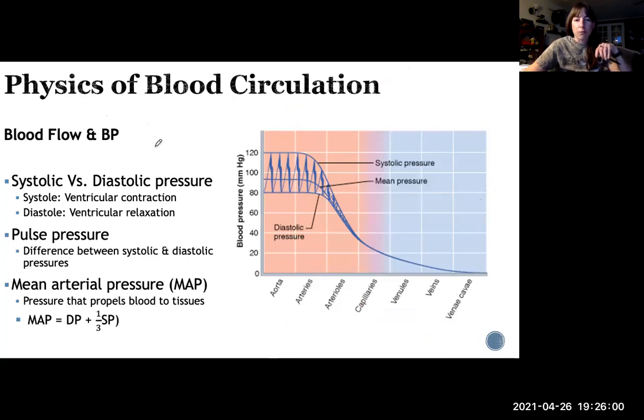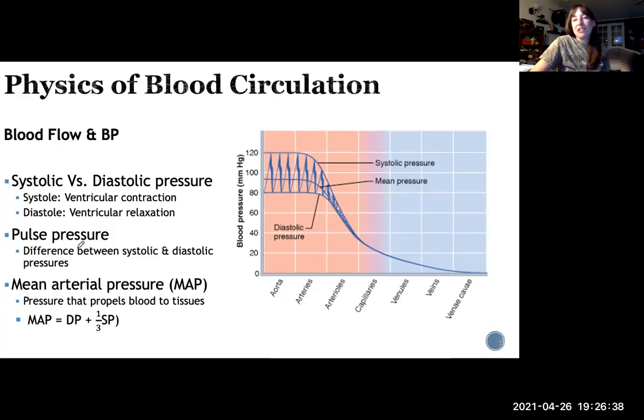Okay, so blood flow and blood pressure here. We already talked about systolic and diastolic pressure, right? So the systolic, again, is ventricular contraction. Diastolic is ventricular relaxation, okay? So the systolic number in a blood pressure reading is usually the higher number, or it should be the higher number, right? Because that's the higher pressure when the ventricle is contracting. And then the diastolic number is going to be the lower number on the bottom because that's the pressure that's still there when the ventricles are relaxing.